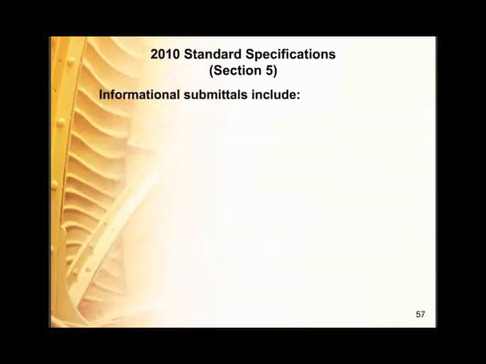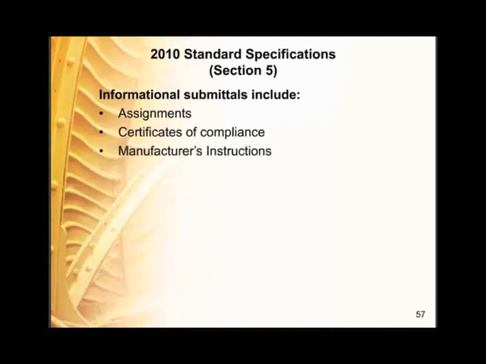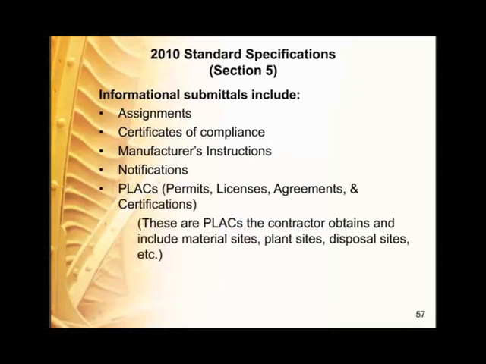Also, we include informational submittals. These are something that we would just accept. They can be rejected if they have an error or omission. So we don't have to repeat that this is an informational submittal throughout our standard specs, we have listed the standard informational submittals, and these include assignments, certificates of compliance, manufacturer's instructions, notifications, plaques, and subcontracts.